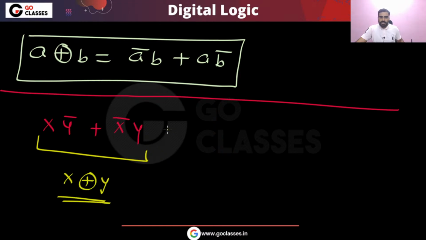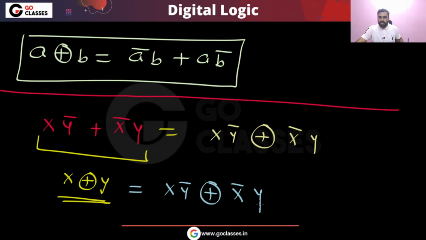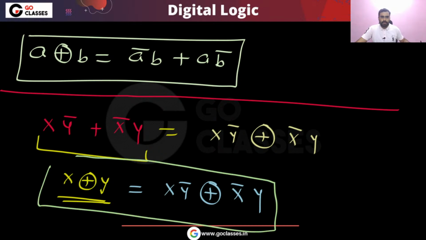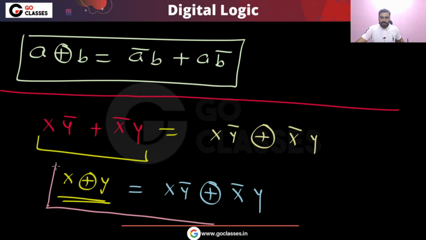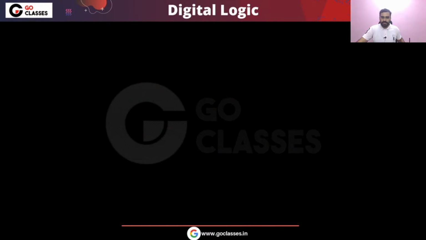And you can notice what we have proven. We have proven that this expression is the same as x y bar exclusive OR x bar y. That is, x exclusive OR y is equal to x y bar exclusive OR x bar y. This is what we have proven, and this is an important point. Now let me tell you the beauty of this question.